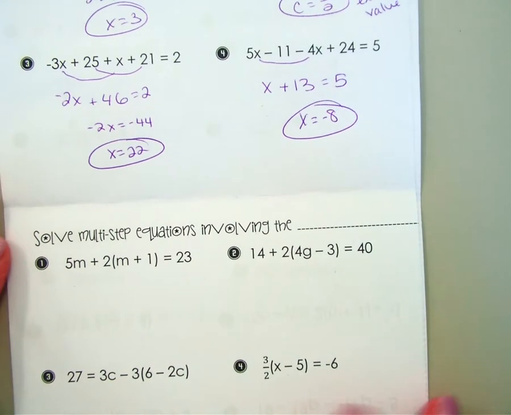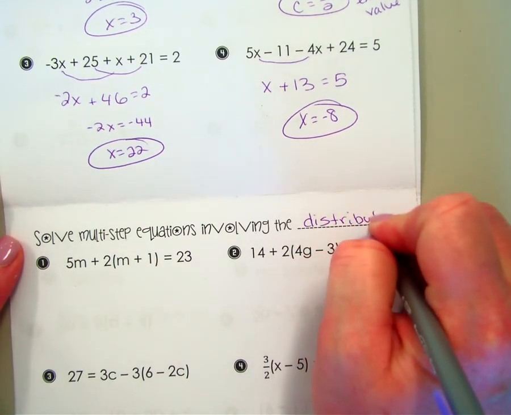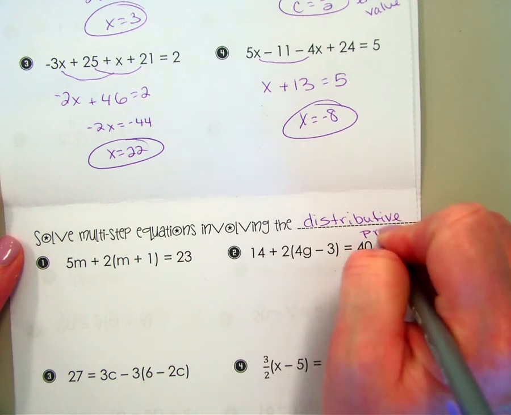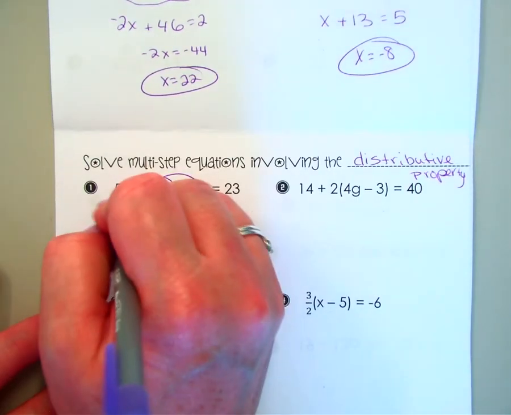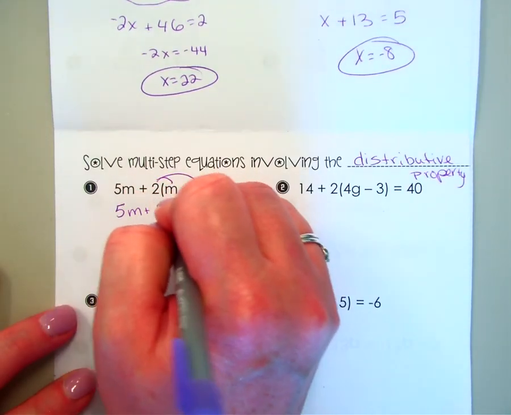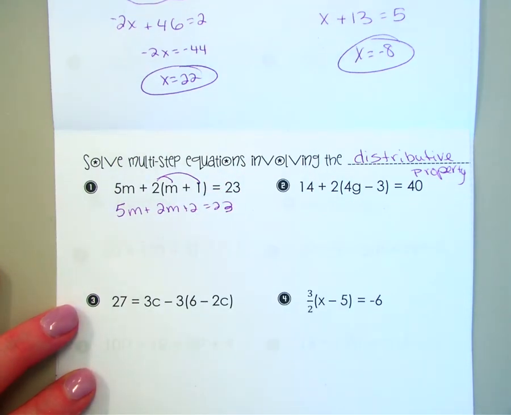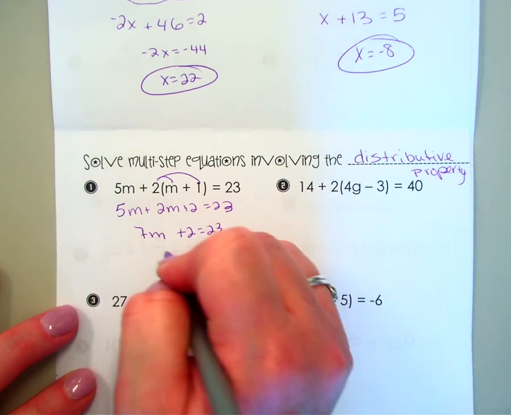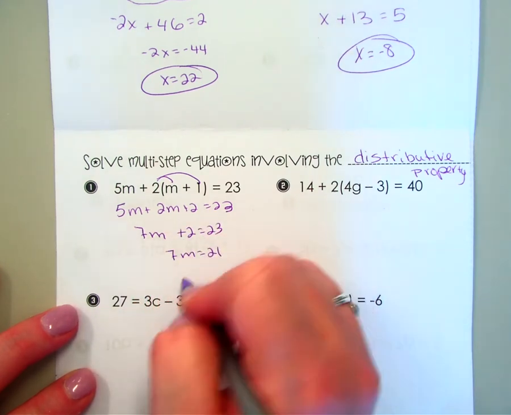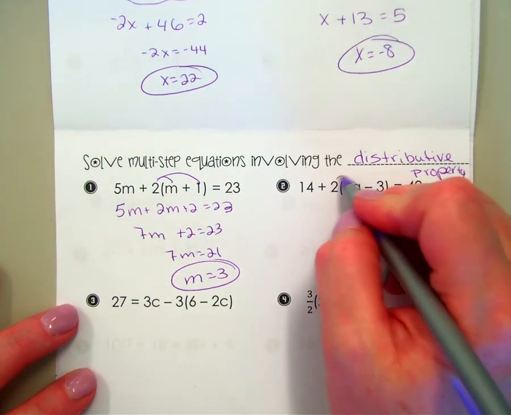So for these ones, a lot of times you have to use your distributive property, which remember is a multiplication property. So here I'm going to distribute my 2 and I'm going to multiply everything by that 2. So I get 5m plus 2m plus 2 equals 23. So now I'll combine my like terms, subtract my 2, and then divide by 7, so I get m equals 3 there.